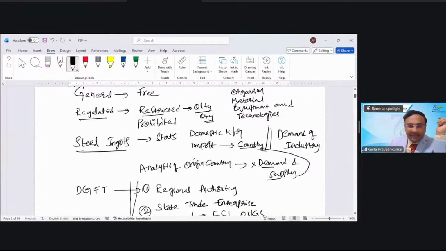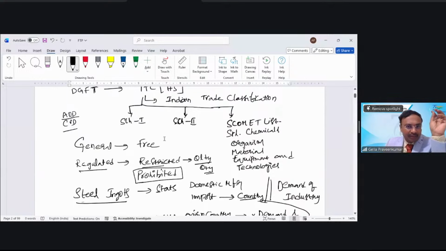In the process, I have also used a term called prohibited. Prohibited is where no means no. Certain goods are identified at Schedule 1, certain goods at Schedule 2 or the SCOMET list. Prohibited means you are never permitted to either export or import those goods into India.